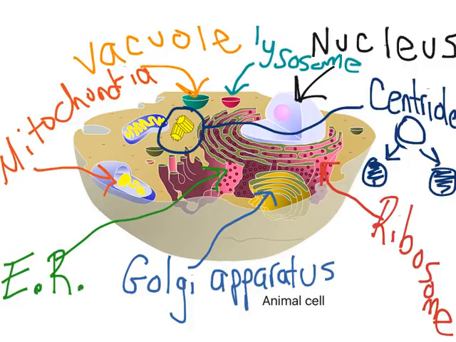All right, the last thing we need to look at in our animal cell before we jump over to a plant cell is a reminder of the basic features of a cell. The first one is our cell membrane. The cell membrane is this border that goes around the entire cell.